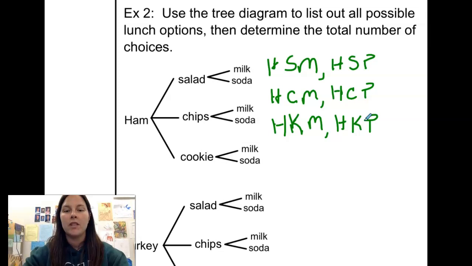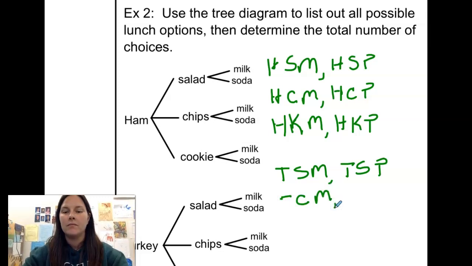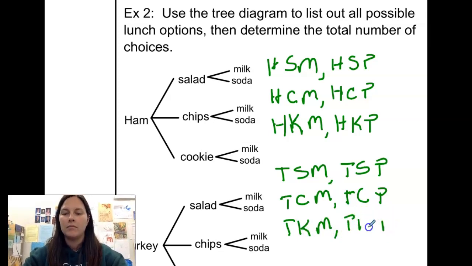Very similar options for that turkey sandwich. Turkey sandwich, salad, and milk. Turkey sandwich, salad, and pop. Turkey sandwich, chips, and milk. Turkey sandwich, chips, and pop. And finally, turkey sandwich, cookie, and milk. Or a turkey sandwich, a cookie, and pop.